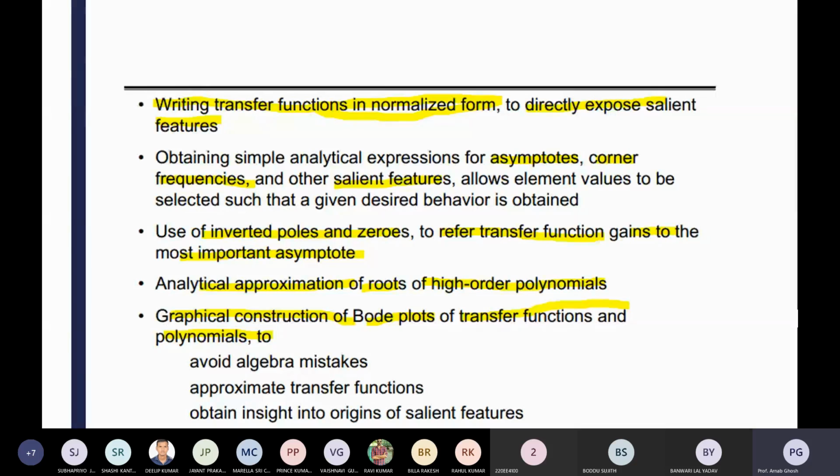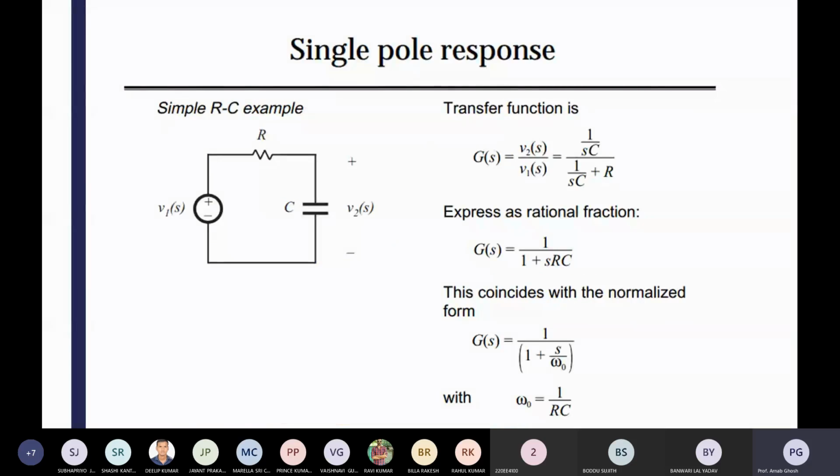So avoid algebraic mistakes. Approximate the transfer functions and obtain insight into the origin of the salient features. So you have to fix up the features, end of the day. Here you can see the main motivation: the desired behavior you have to obtain at the end of the day. That's why you are doing such studies. So first, in this portion, we are going to recap some of the basic concepts of control systems.